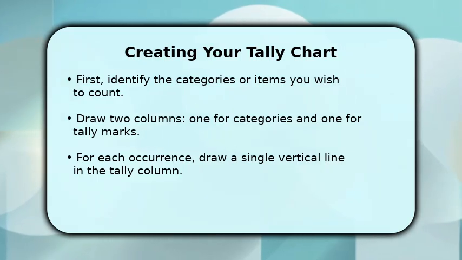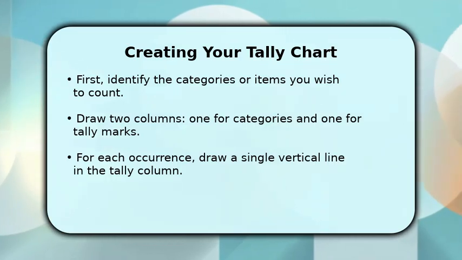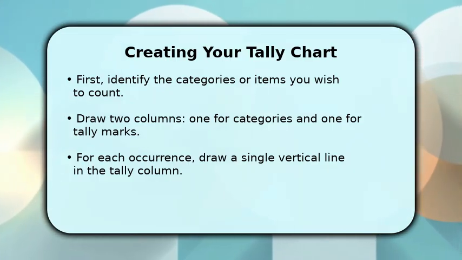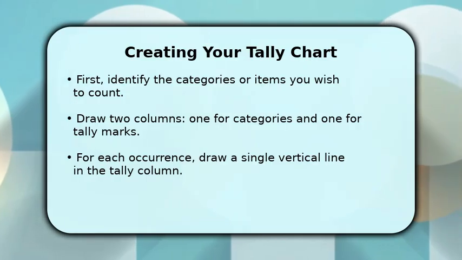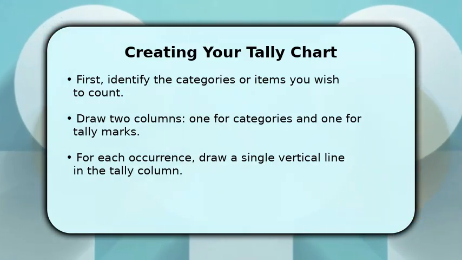Next, draw 2 columns on your paper, label one category and the other tally. As you observe each item, make a single vertical mark in the tally column. Once you have 4 vertical marks for a category, the 5th mark is drawn diagonally across them, forming a neat bundle of 5. This grouping makes counting much faster.